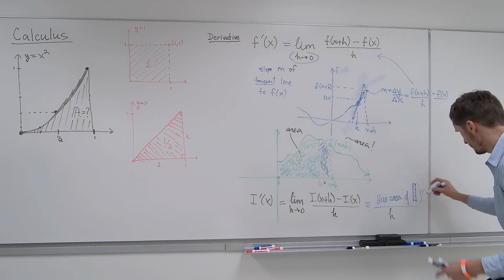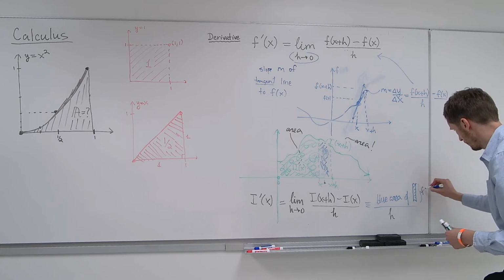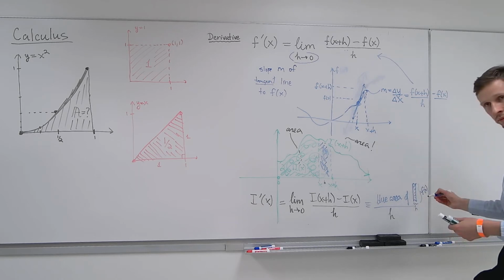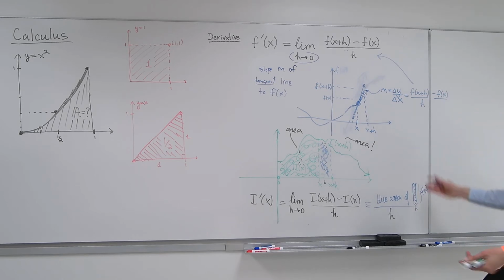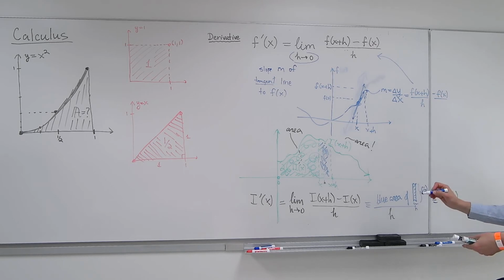So f of x here. And what is this base? That's h, right? So what's the area of a little box, a little vertical rectangle like that? Well, it's equal to h, the base, times the height. And then we're dividing by h, aren't we? Right there. Cancel, cancel.